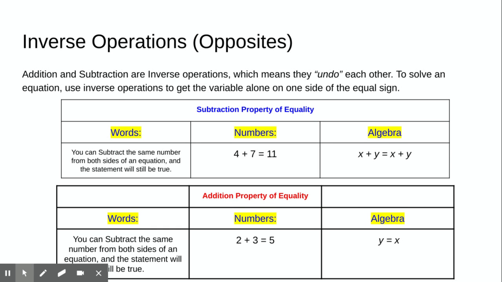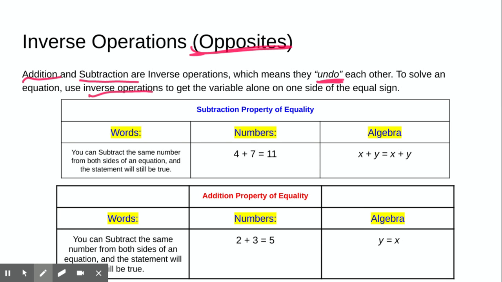So, some inverse operations, also known as opposites. Addition and subtraction are inverse operations, or they're opposites. So that means they would undo each other. So to solve an equation, use the inverse operation to get the variable alone on one side of the equal sign. So we're trying to get x, or the variable, alone on one side of the equal sign.